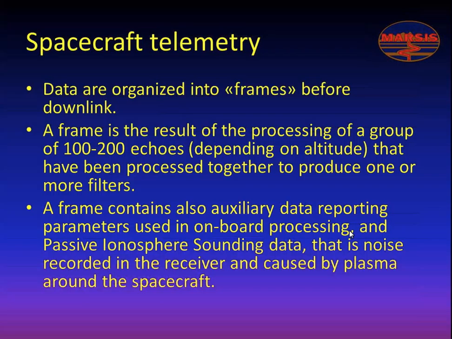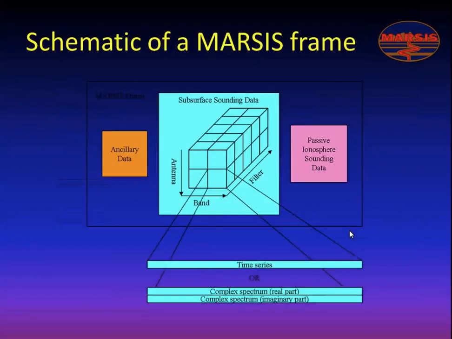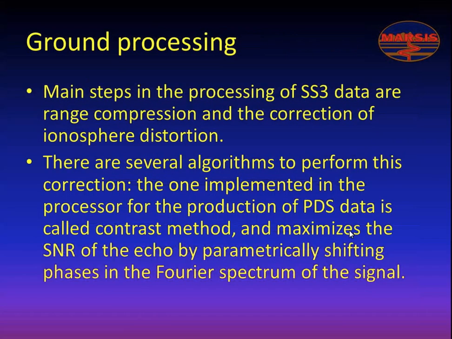Once they are on the ground, the data are organized into files that contain frames, the result of the onboard processing of several tens of echoes, which are also referenced in space and time thanks to the SPICE library. And this leads to a complex structure because you have not one, but six different echoes for a single observation: three at one frequency, three at the other frequency, pointing in different directions, just in case.